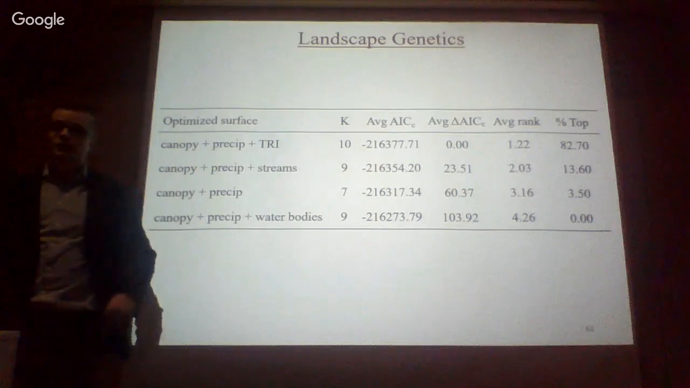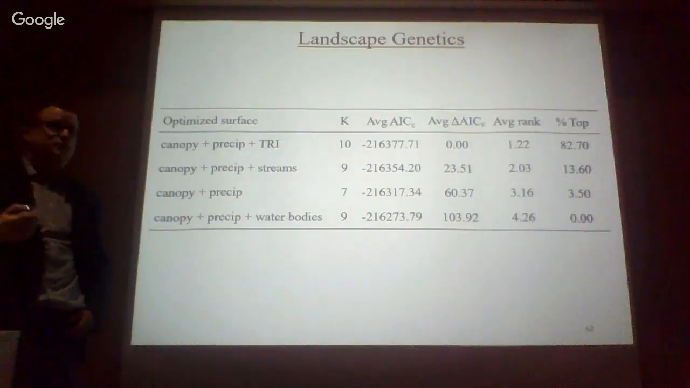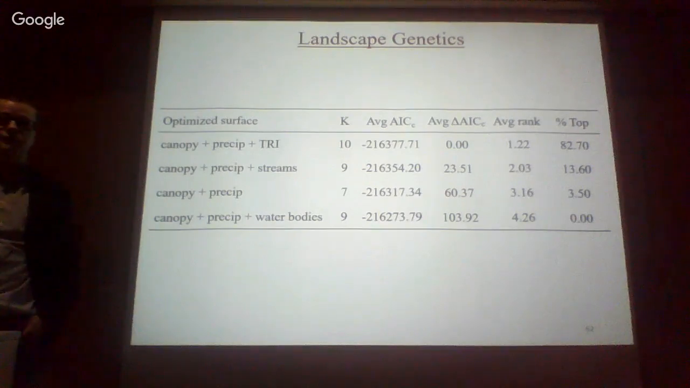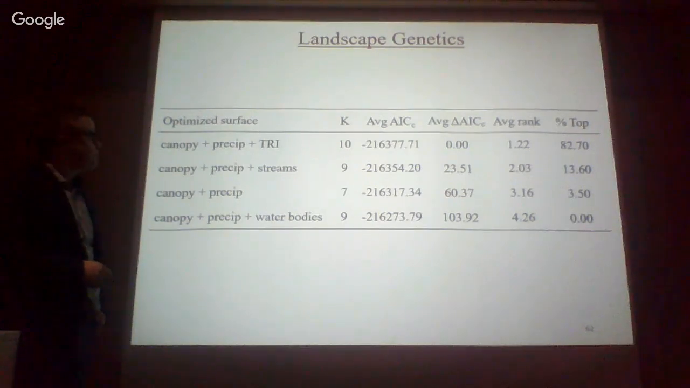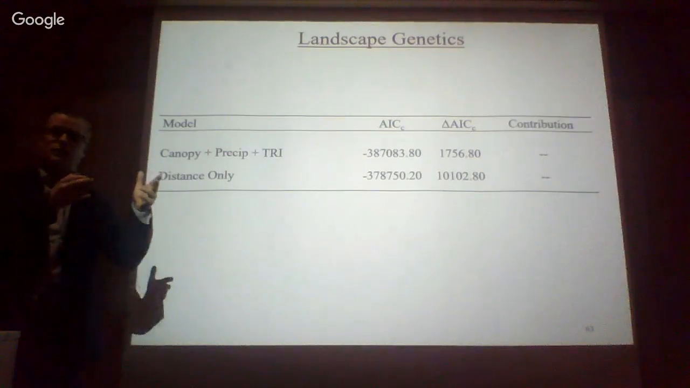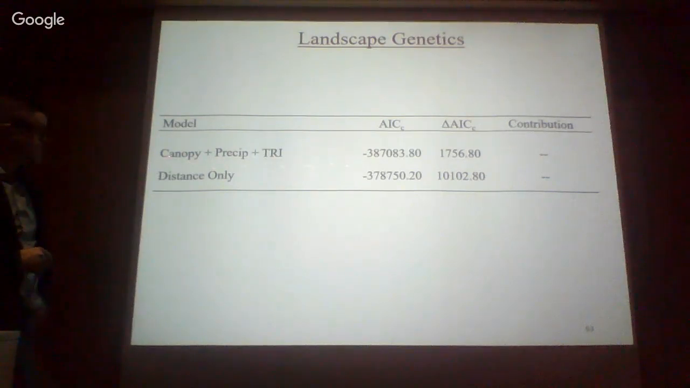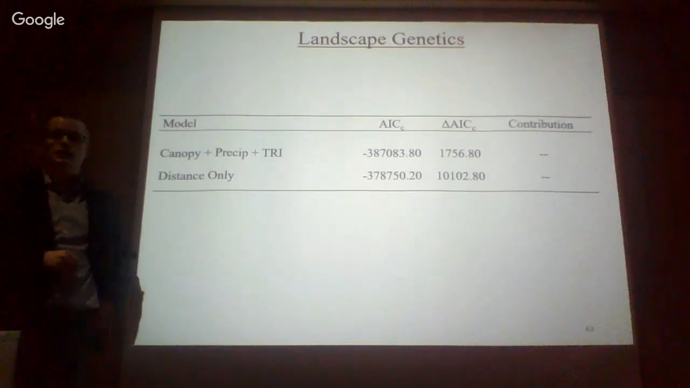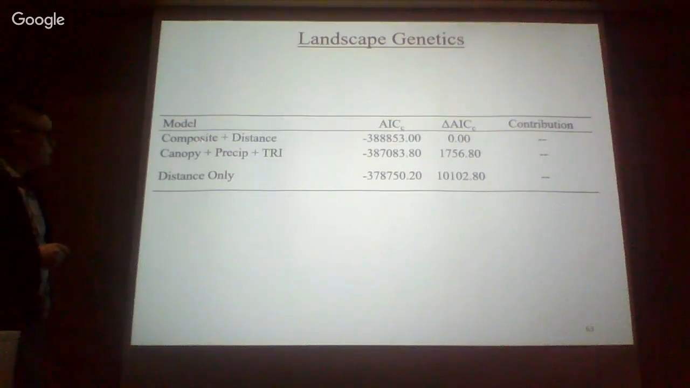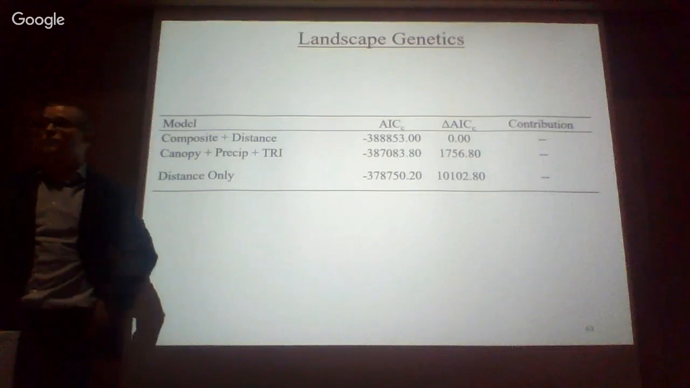So for the landscape features that are actually affecting gene flow, the top model showed that canopy height, precipitation, and terrain ruggedness was best supported. This was ranked the top model in 82% of those 1,000 bootstrap iterations. When I compared that model to distance alone, so this is landscape resistance versus geographic distance, landscape resistance was heavily supported as being more important and better explaining genetic differences across the landscape. However, when combining that composite surface with distance, that was highly supported, showing that distance, although it's not as big of a deal for genetic distance, is still important in the overall scheme.